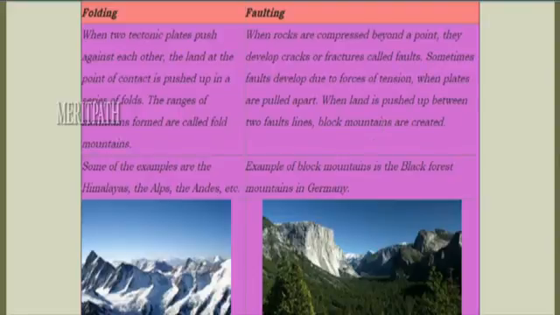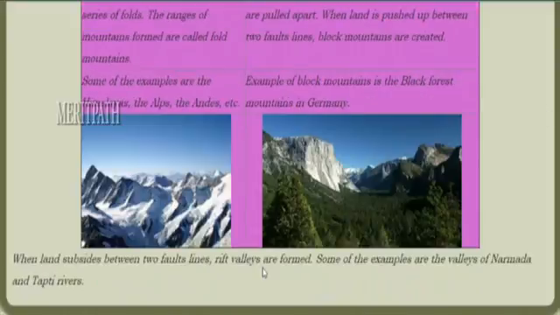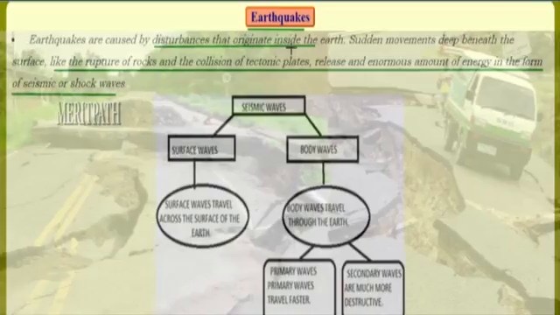Faulting mountains are block mountains. They do not have pointed sharp edges at the top. An example of block mountains is the Black Forest Mountains in Germany. And when land subsides between two fault lines, valleys are formed. Examples are the valleys of the Narmada and Tapti rivers. This is a fold mountain, which has sharp edges at the top.